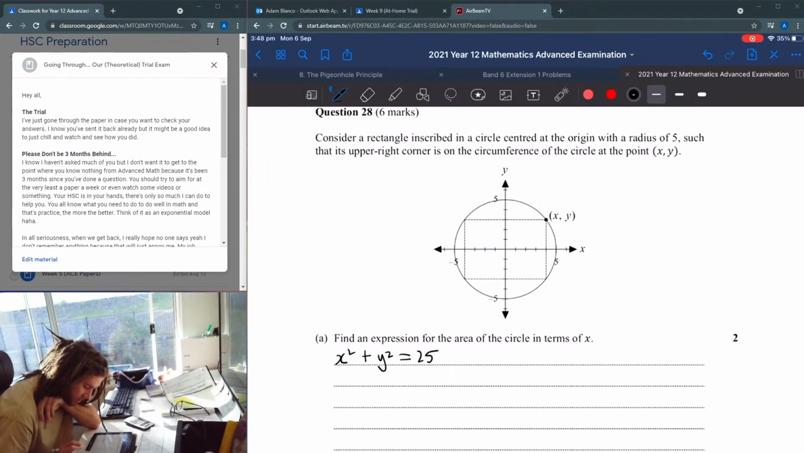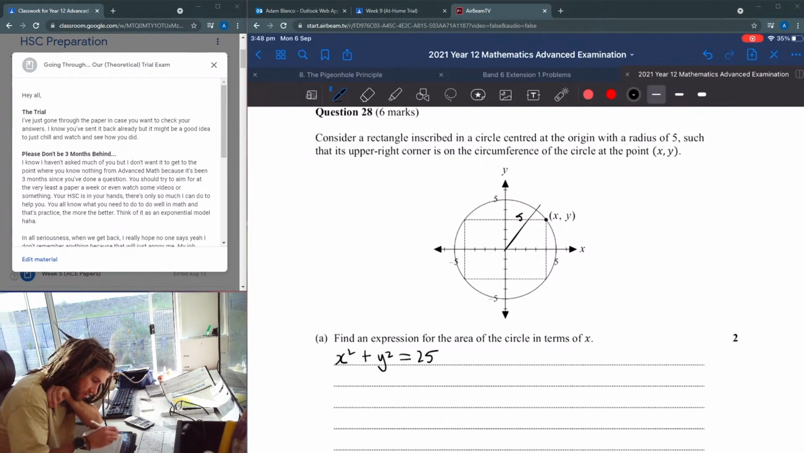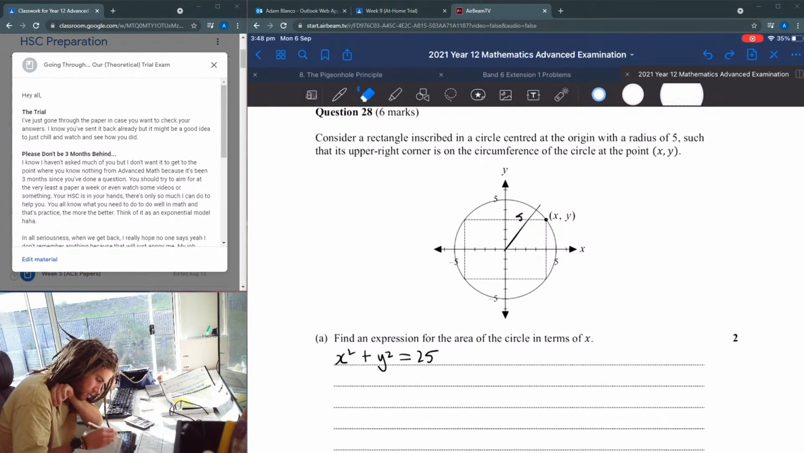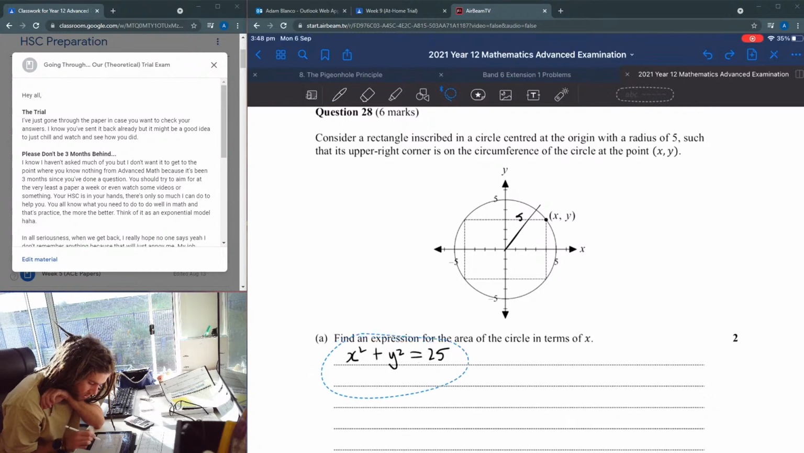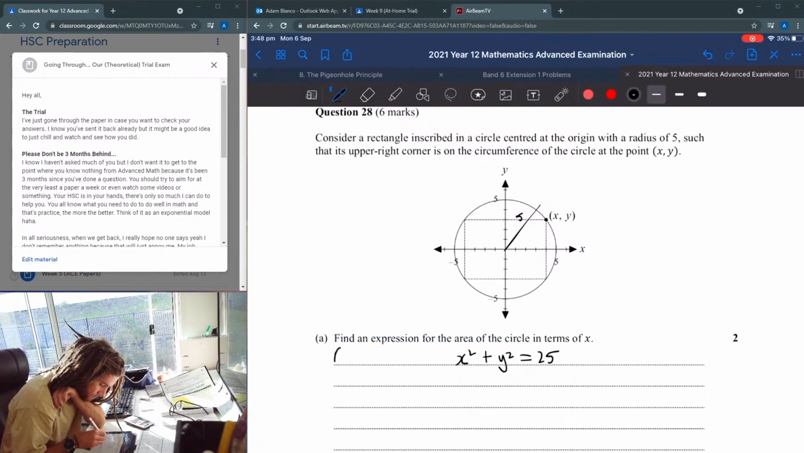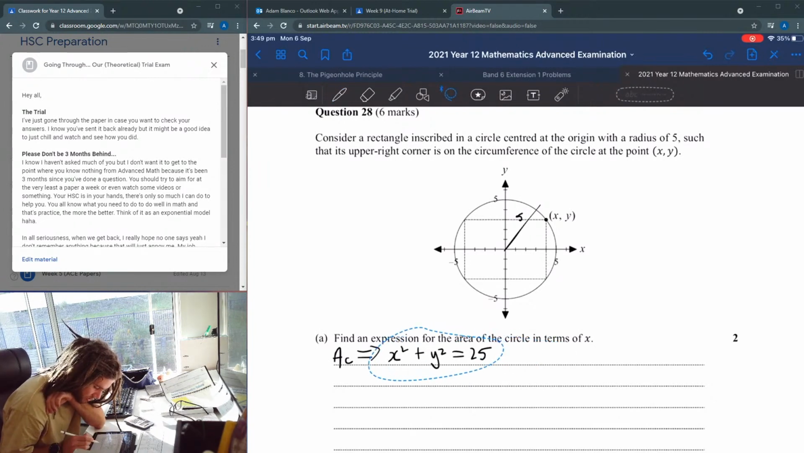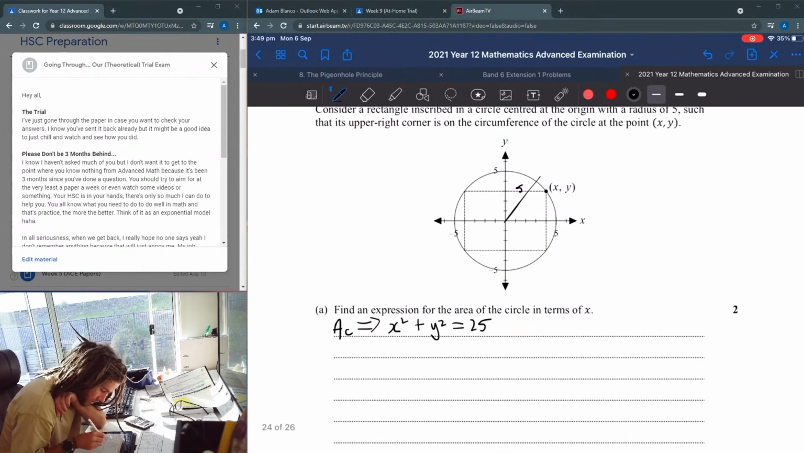Find an expression for the area of the circle. Right, that's fine. Area of the circle in terms of x. Okay, so you normally just consider both shapes. So area of circle is what implies this. Can't really say equals. So let's rewrite that in terms of y. So y equals plus or minus the square root of 25 minus x squared.